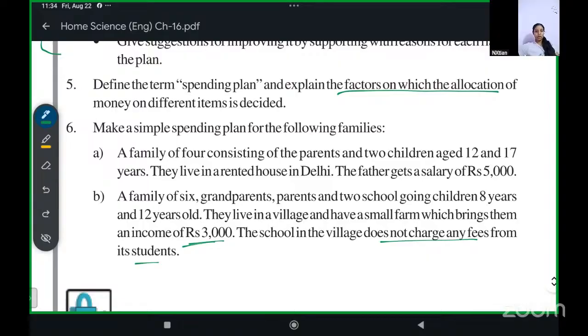Also, please make the pie chart and grouping of the previous budgets that we did. Do that also this weekend. This is your homework. Do the grouping, do the pie chart for these budgets. Tuesday, we have home science quiz on housing chapter. Please prepare from the housing chapter.